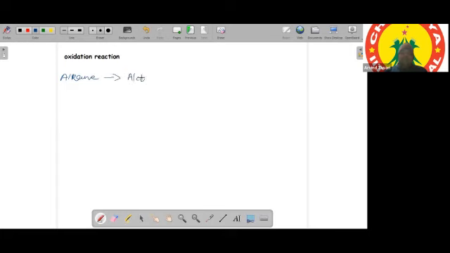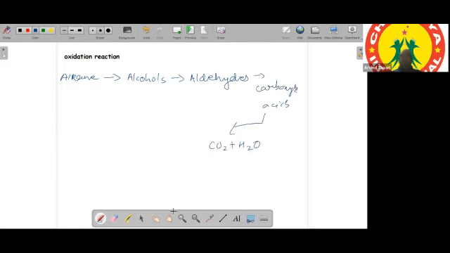alcohols. The next one is aldehydes. Then after that, you move finally to the carboxylic acids. At the end, even after that, you will get your carbon dioxide and water. So learn it like this.